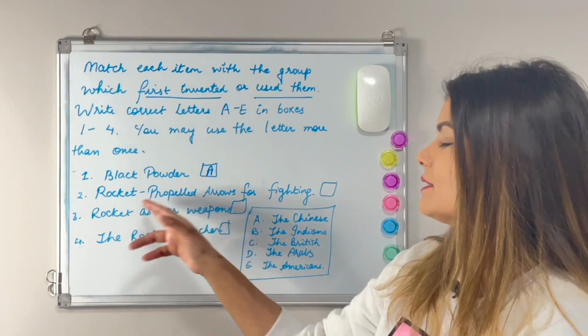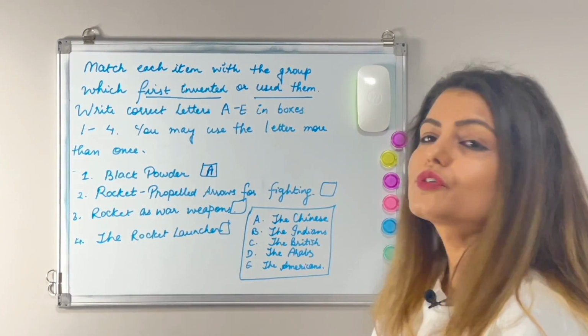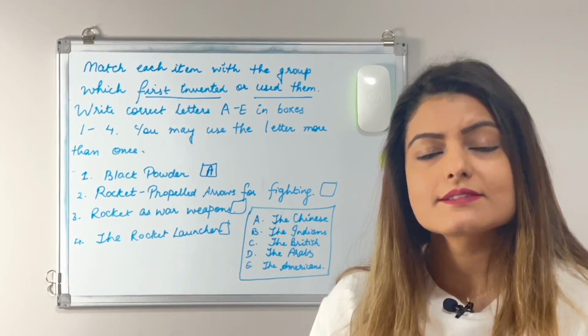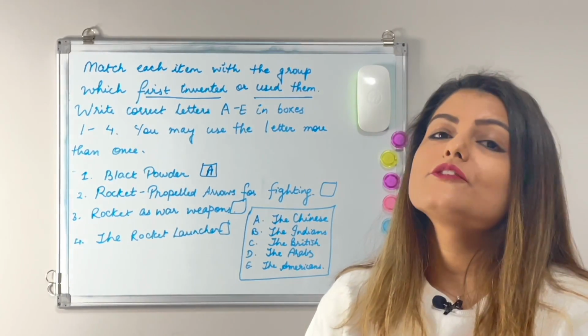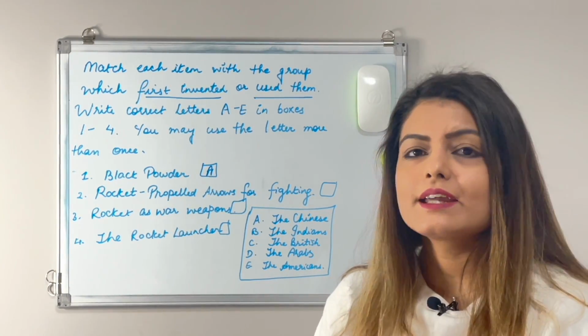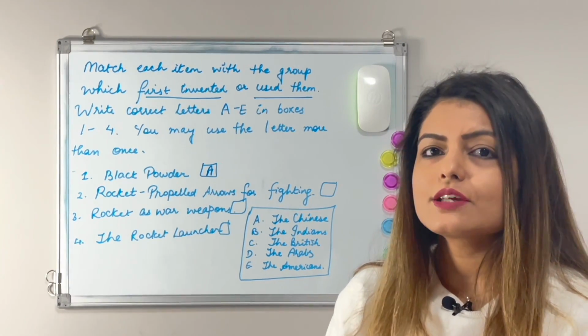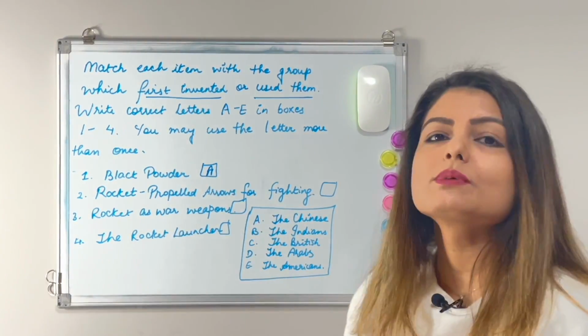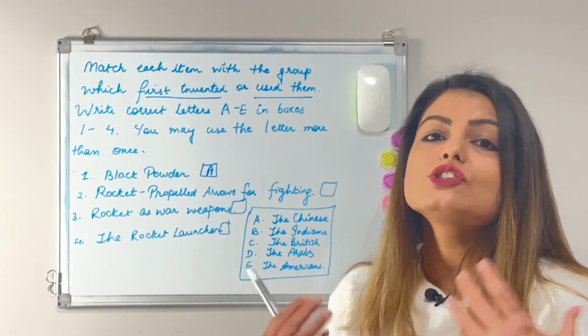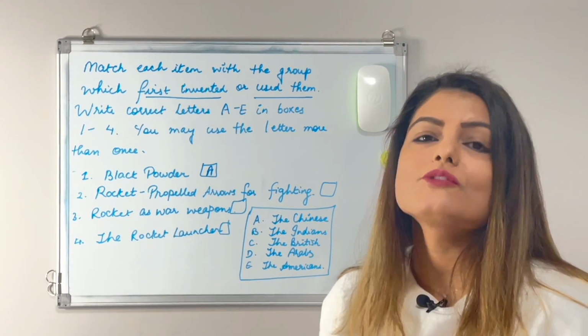Now if we look at the next question, rocket propelled arrows for fighting. So if you go through the text again, and if you look at the 7th, 8th and 9th line of the text from the top, then you will see that by the 13th century, rocket propelled arrows became more common, and then the Chinese relied on this type of technology.